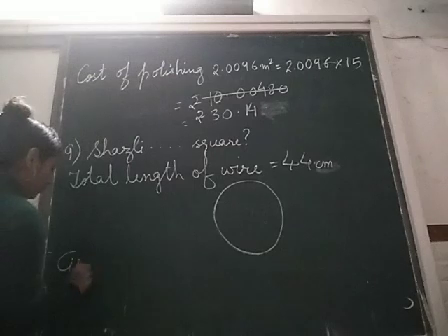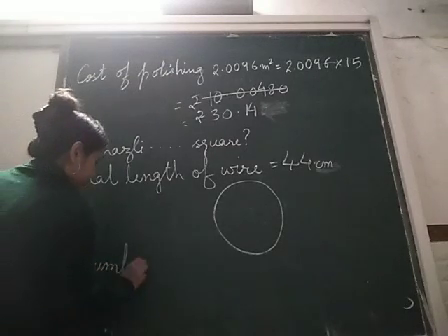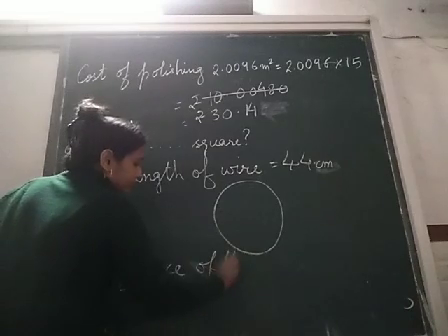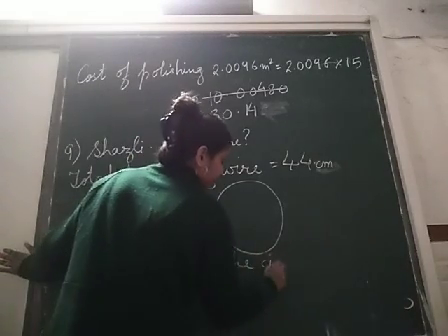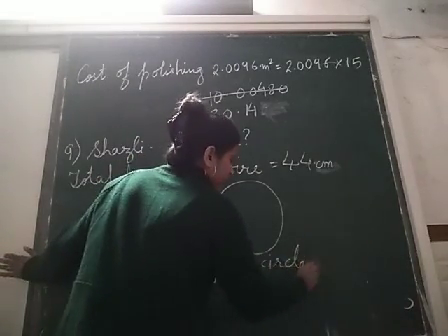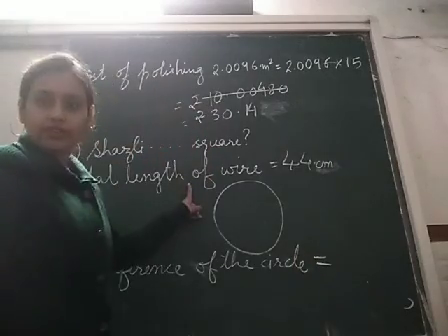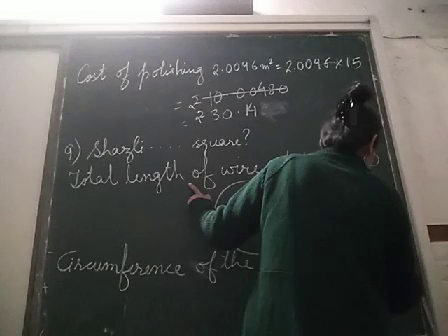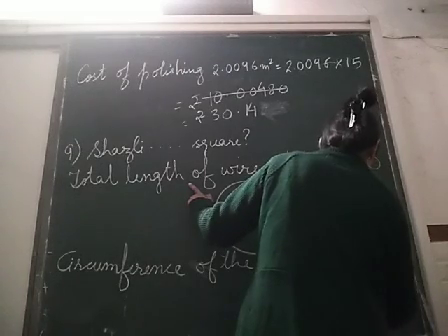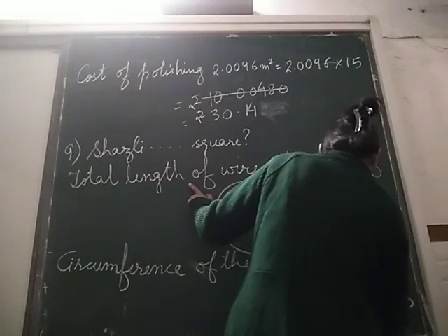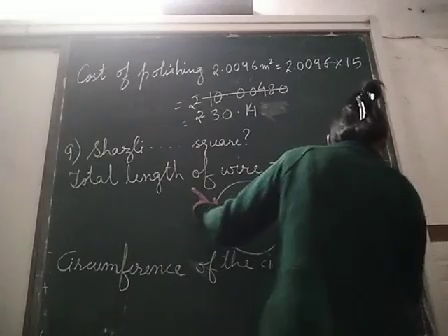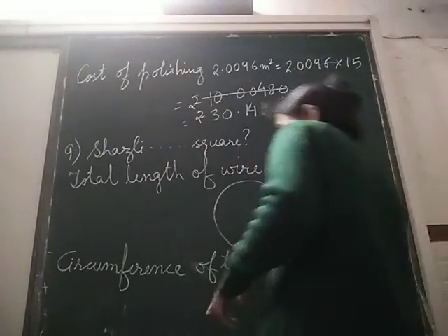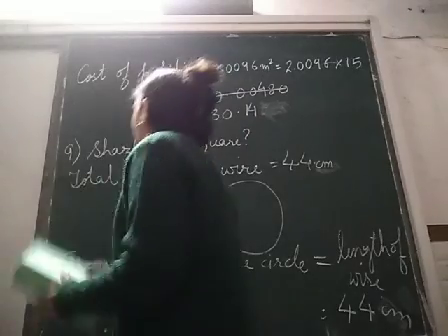So the circumference of the circle is equal to the length of the wire, which is equal to 44 centimeters. Sorry, I was writing meters. Centimeters. Now, we have to find the radius.